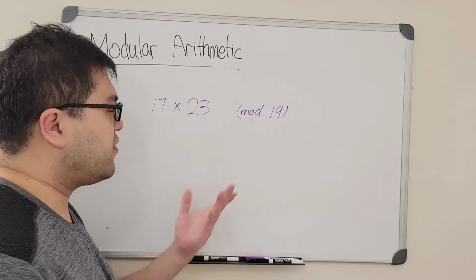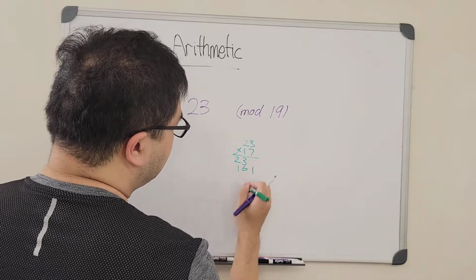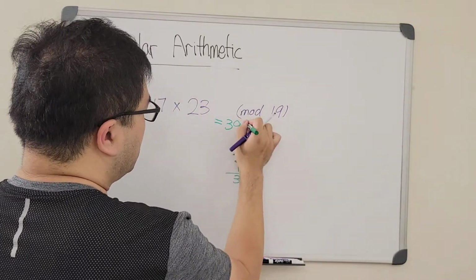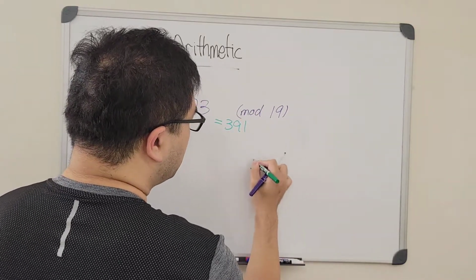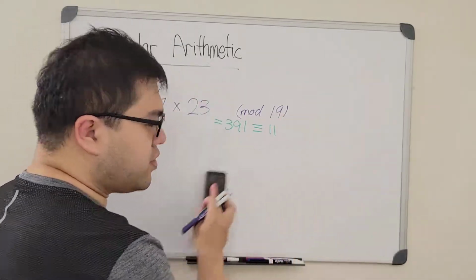and then divide it and find out the remainder part. If we do it that way, we will get 23 times 17 giving us 391. Then if we divide this by 19 to find out the remainder, we will end up with 20 remainder 11. So the remainder part is 11, and this is how we do it regularly.